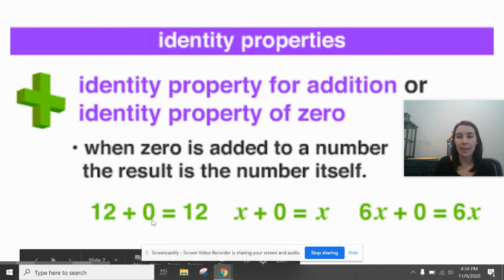12 plus 0 is still 12. I didn't change the identity of 12. X plus 0 is still X because nothing was actually changed. We're just putting the added 0 in there.